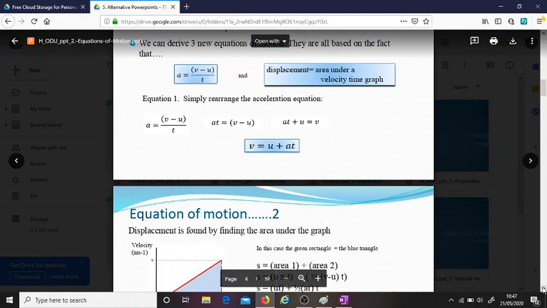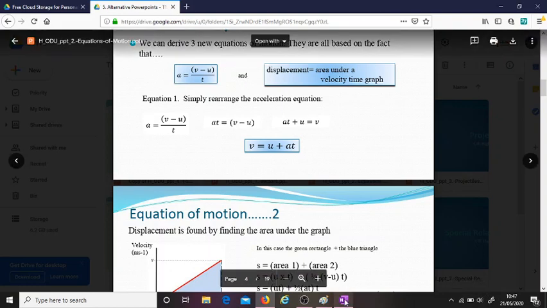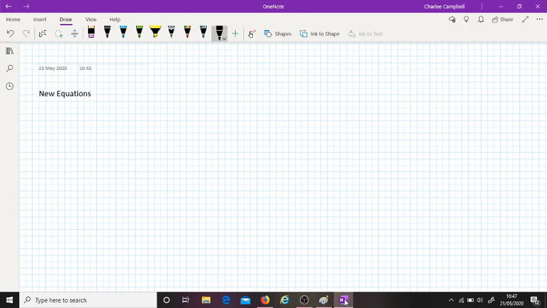So if you were to combine the two, first of all, rearrange a equals v minus u over t to make v the subject. So we end up with v equals u plus a t. I'm just going to go to the notebook and we're going to write our new equations as we go along. So v equals u plus a t, which is just a equals v minus u over t rearranged.